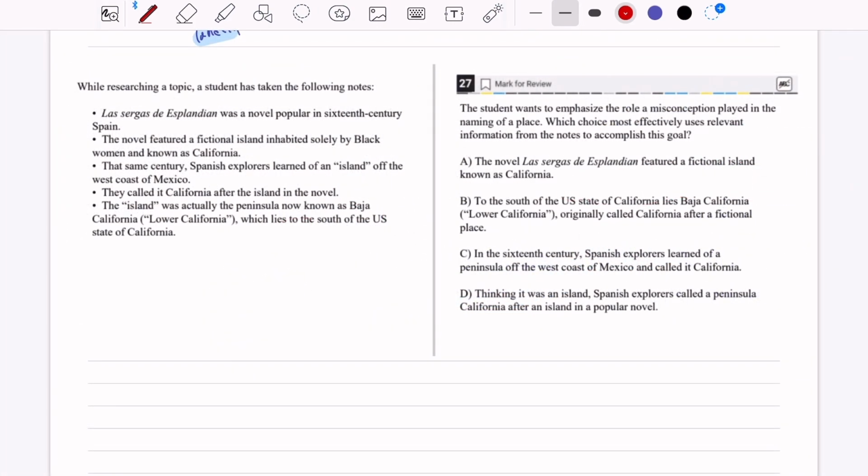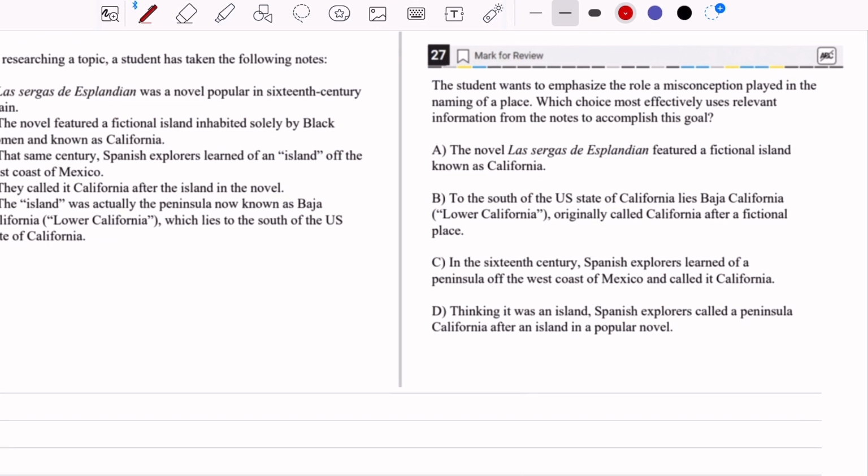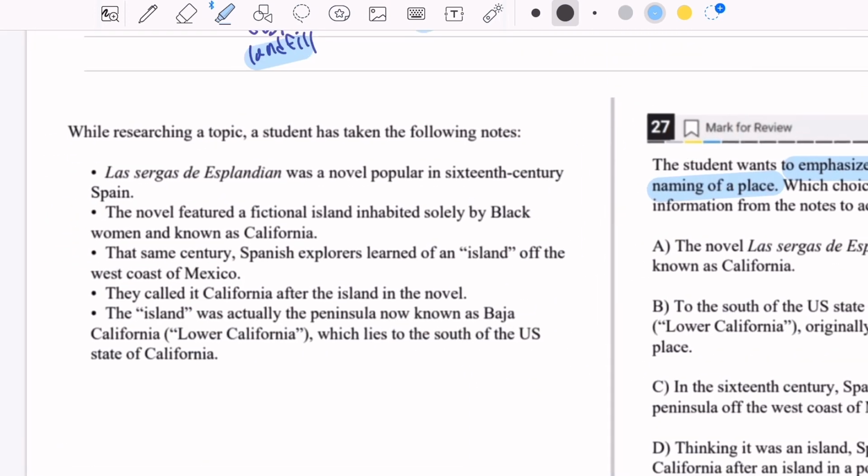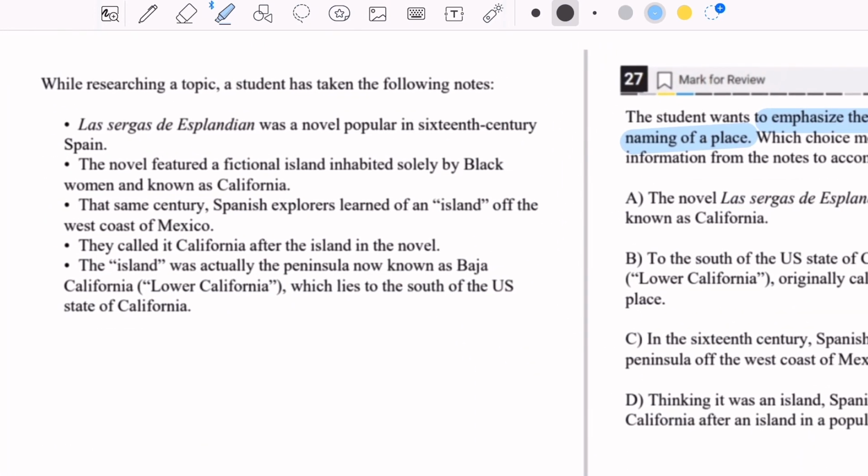Number 27. The student wants to emphasize the role the misconception played in the naming of the place. Which choice most effectively uses the relevant information from the notes to accomplish this goal? While researching a topic, a student has taken the following notes. Okay.